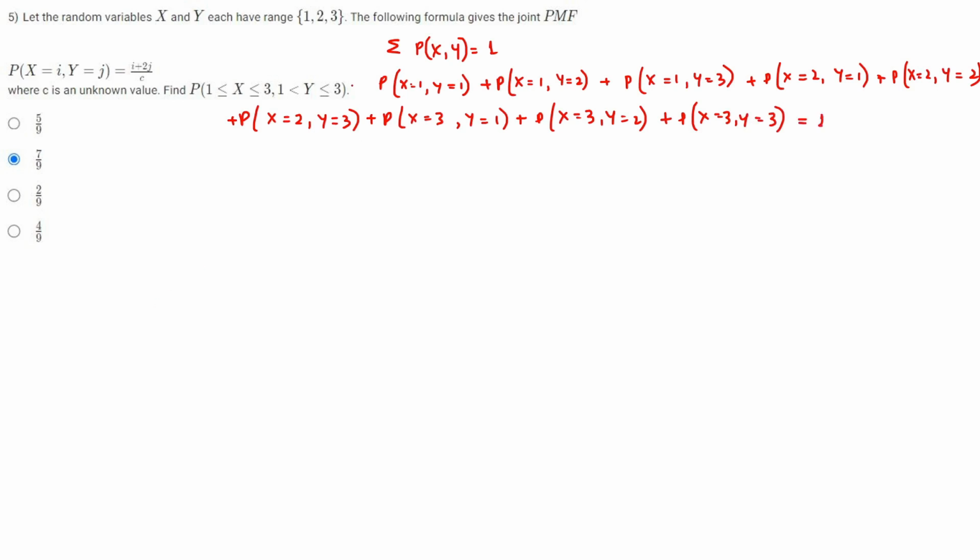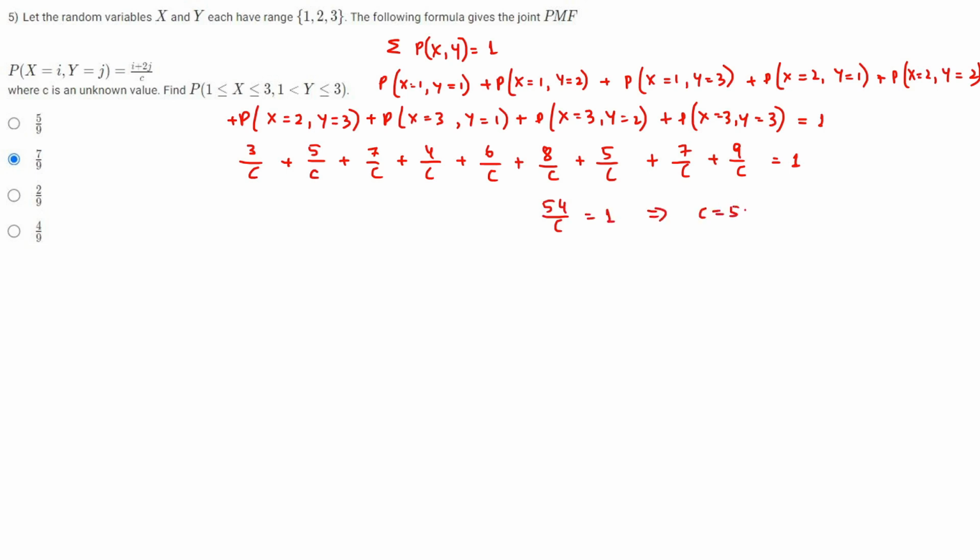Okay, so if we substitute in this formula, we have 3 by c plus 5 by c plus 7 by c plus 4 by c plus 6 by c plus 8 by c plus 5 by c plus 7 by c plus 9 by c, that should be equal to 1. So finally we'll have 54 by c equal to 1. It means that c is equal to 54, right?